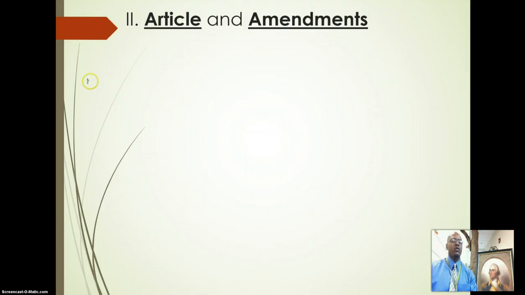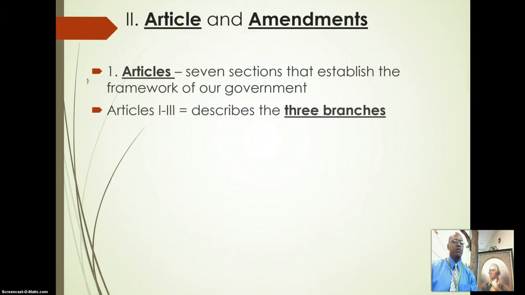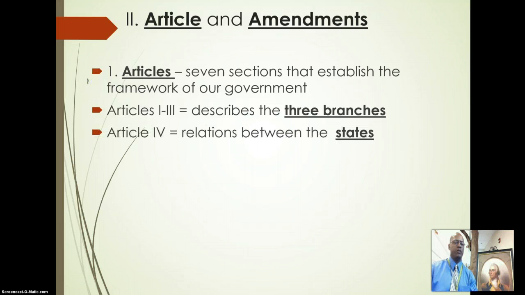Next, let's look at the articles and the amendments to our Constitution. The articles are basically the 7 sections of the framework that are set up for our government, and they outline the purposes and what our government is supposed to do. Articles 1 through 3 outline the 3 branches of government. We're going to look at that closely in Section 2, but they outline the roles and responsibilities of our 3 branches of government.